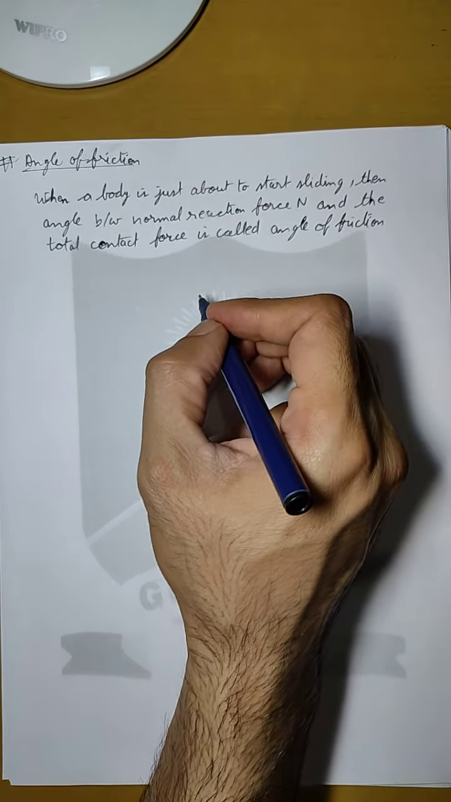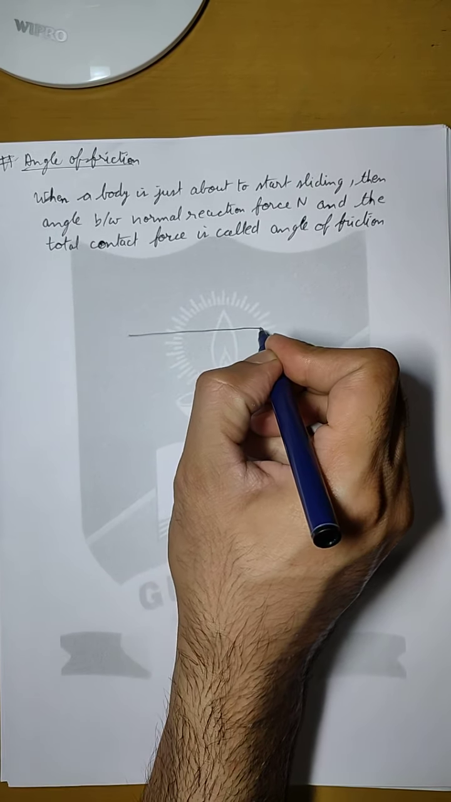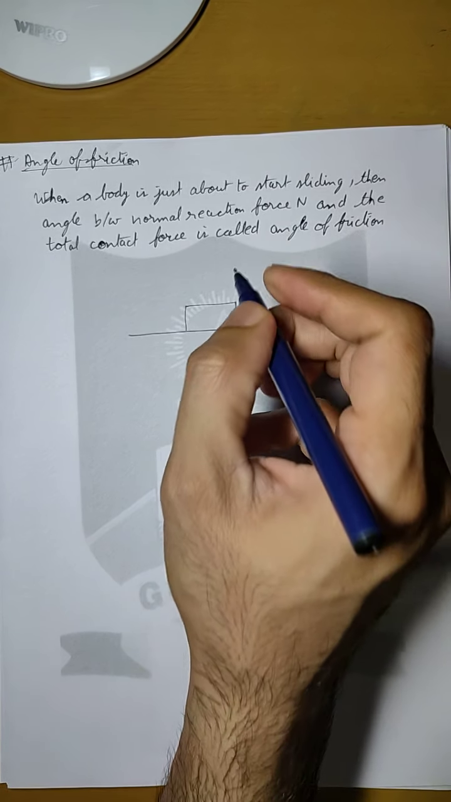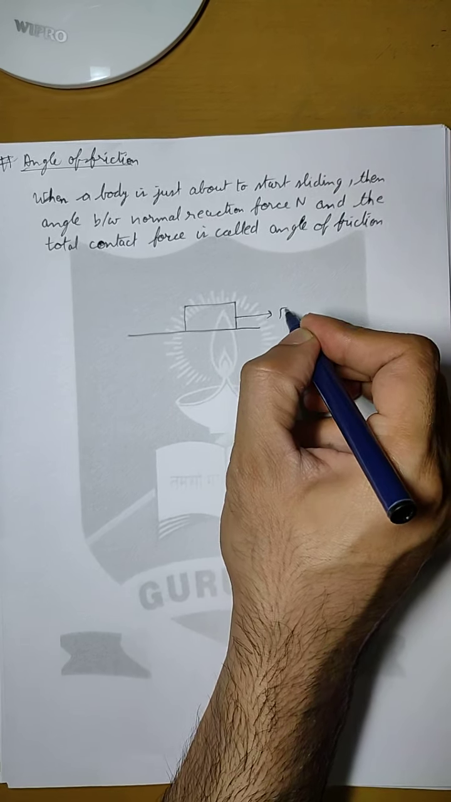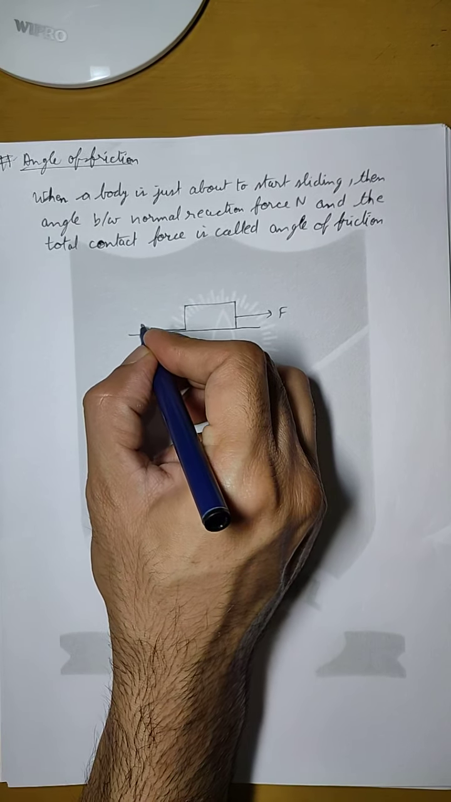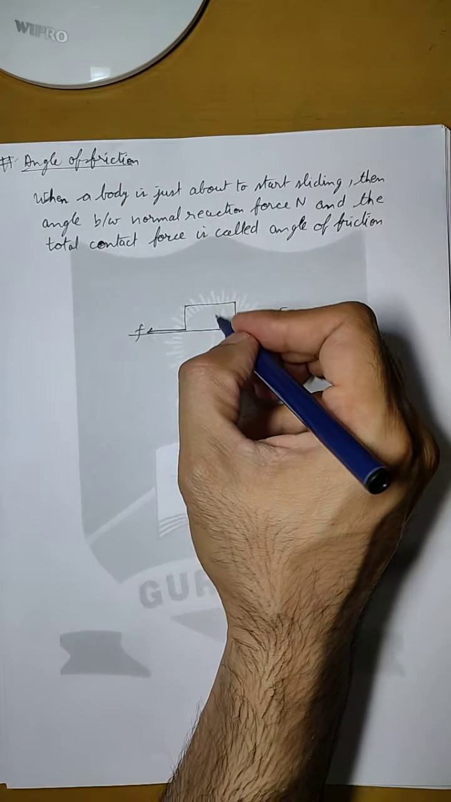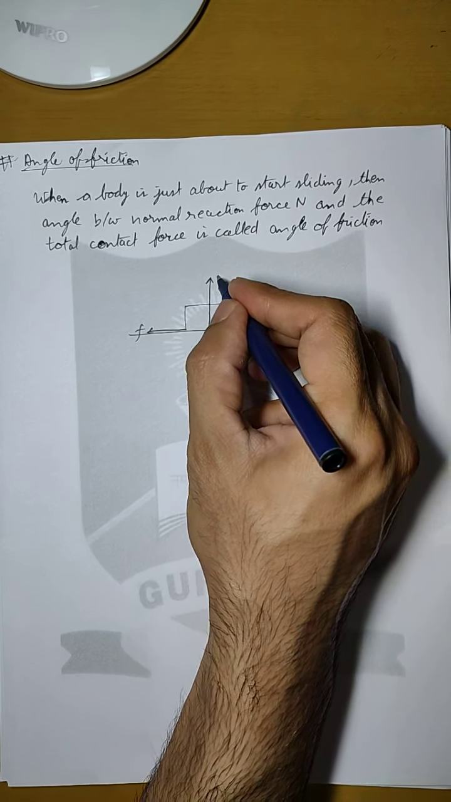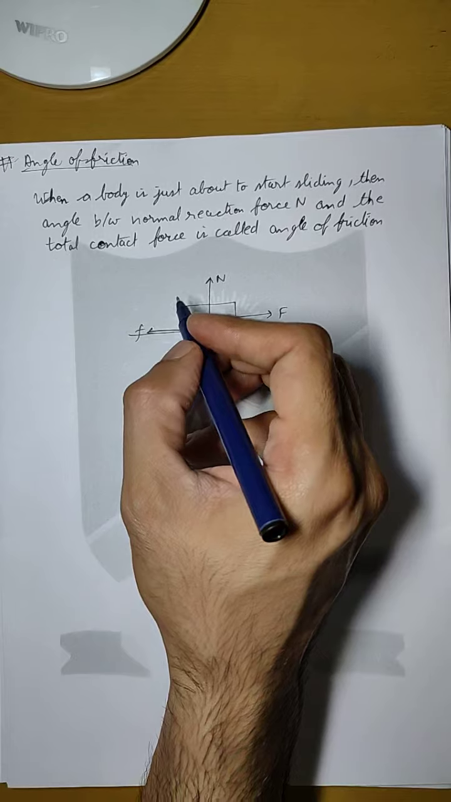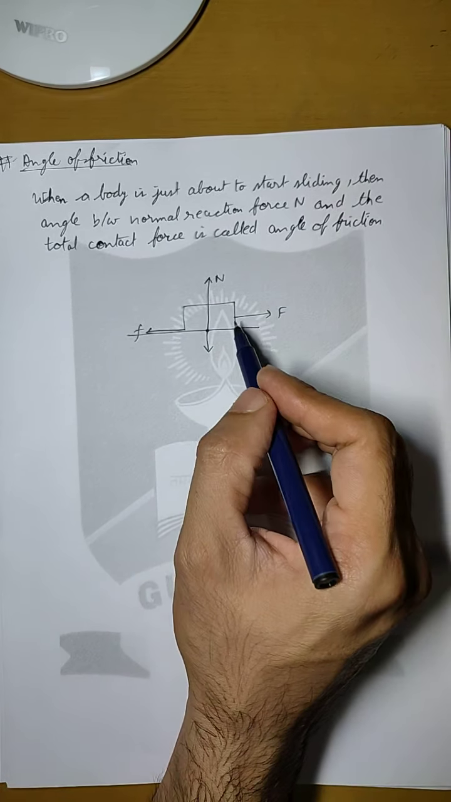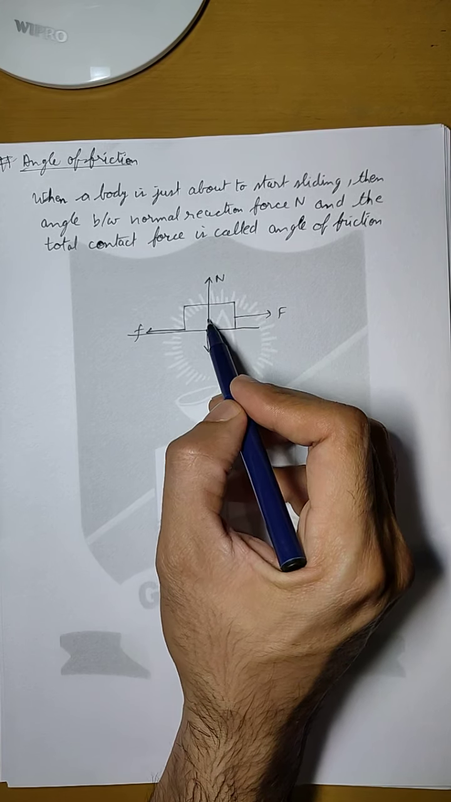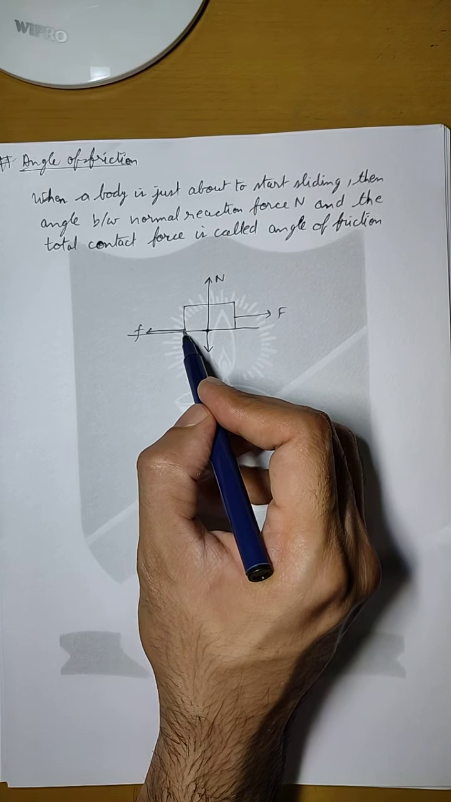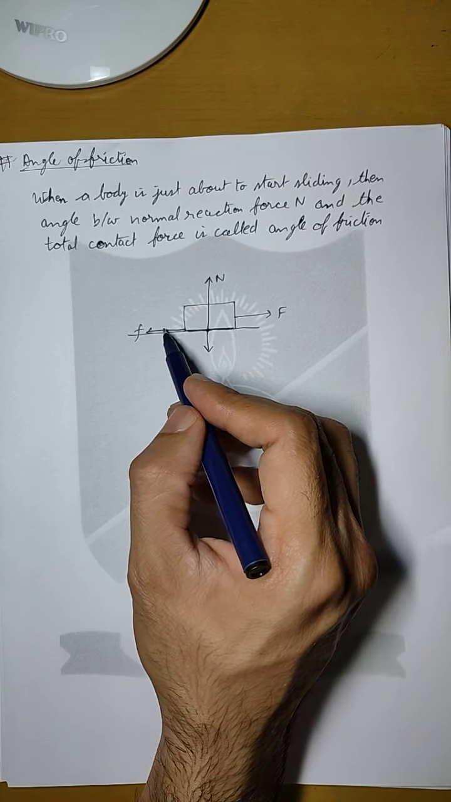Now, if we try to understand this with a diagram, let us say that on the ground there is a block of mass m, and if a force is applied on it, then there will be a friction force applied in this direction. The weight of the block will be in the downward direction, so the normal force will be in the upward direction. The two contact forces at work here are the normal reaction force, the contact force at this point, and the force of friction, the contact force along the surface. So these are the two contact forces.